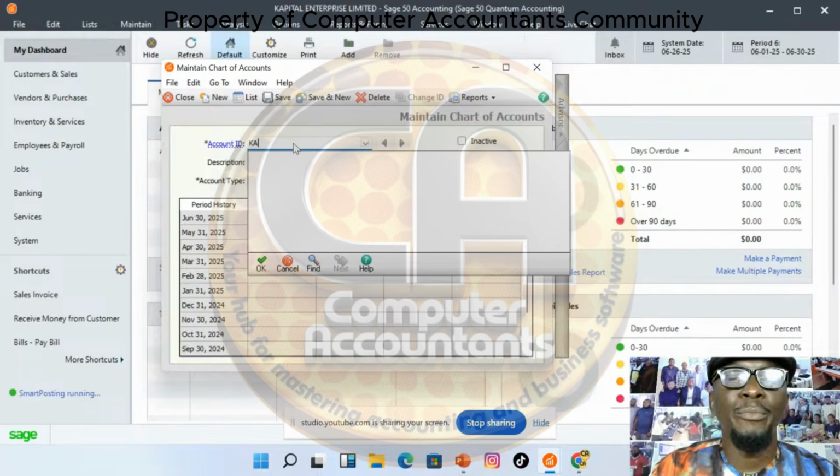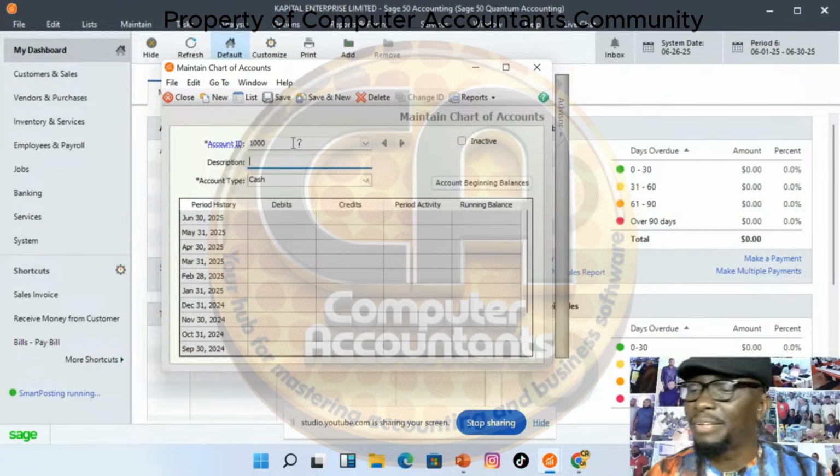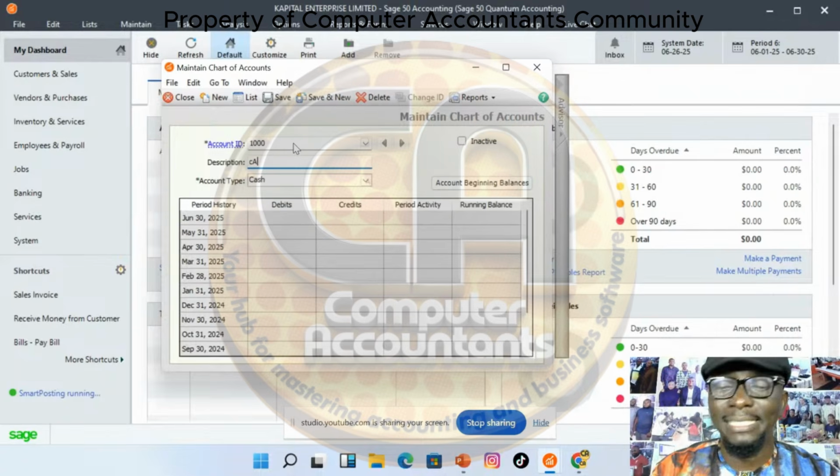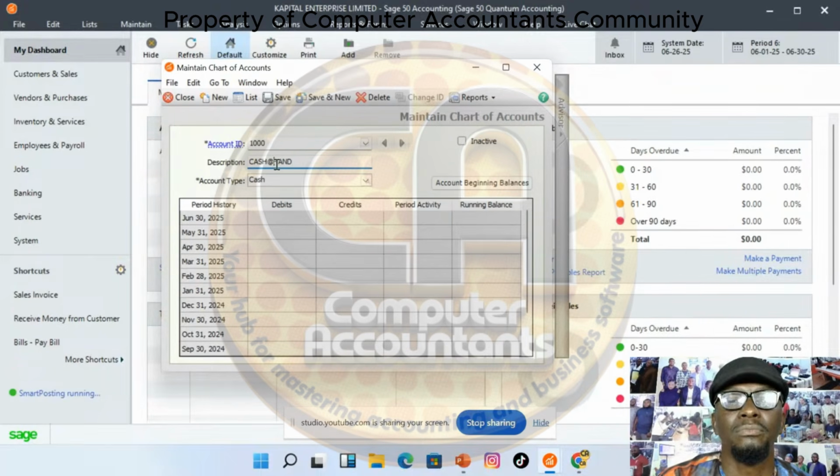So for time's sake, I'm going to use direct numbers. So 1000. The first on the list is cash. Please, I'm going to use capital letters: CASH AT HAND. Now, cash at hand is a cash account. Then save and new.